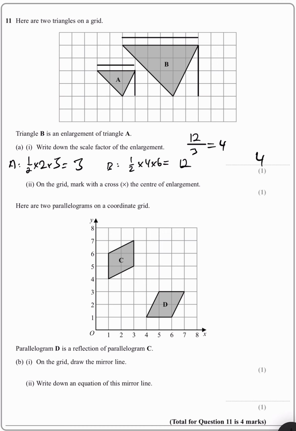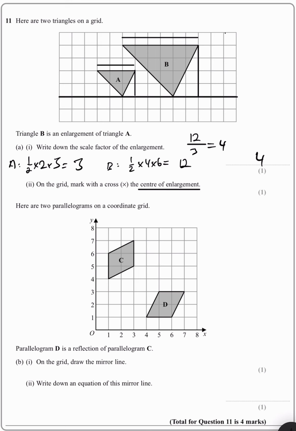Part 2 says that on the grid, mark with a cross X the center of enlargement. So what do we mean by center of enlargement? Center of enlargement is the point where A is enlarged from. Now the best and easiest way to figure this out is by drawing a straight line connecting corresponding vertices. What I mean is, say this vertex, we're going to draw a straight line through both of them, right? And we're going to do this for 2 different vertices. You can do it for 3, but you're going to get the same thing. So choose any 2 and do it.